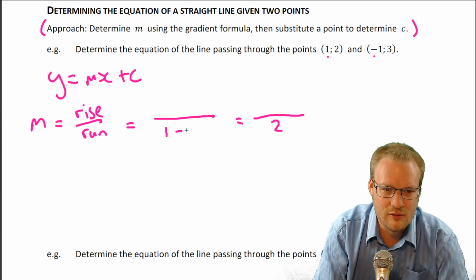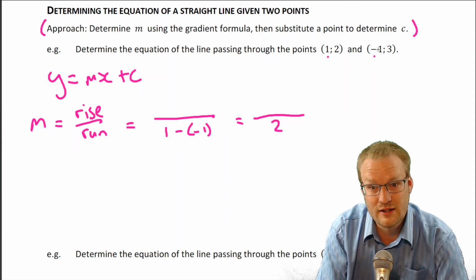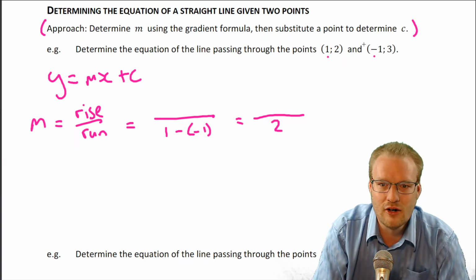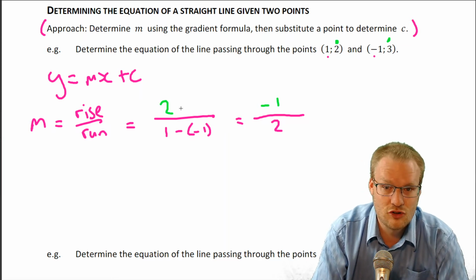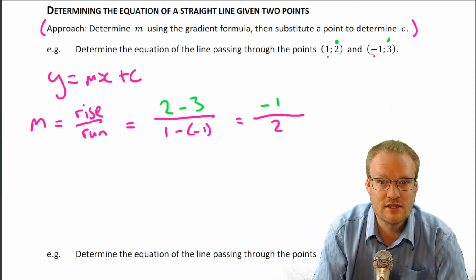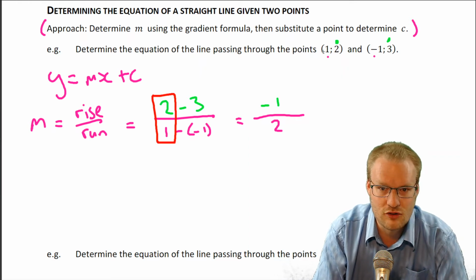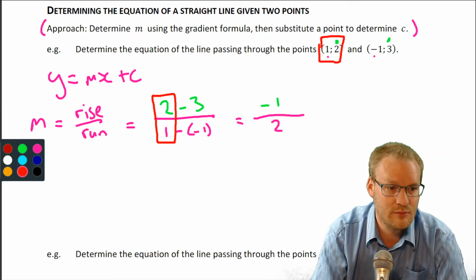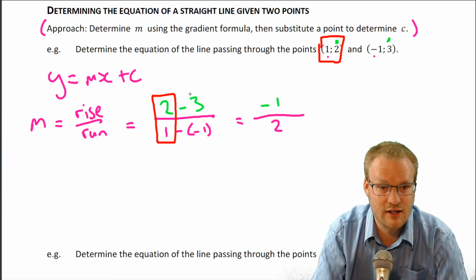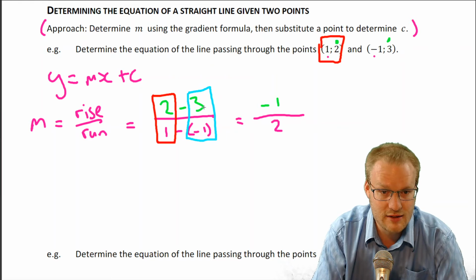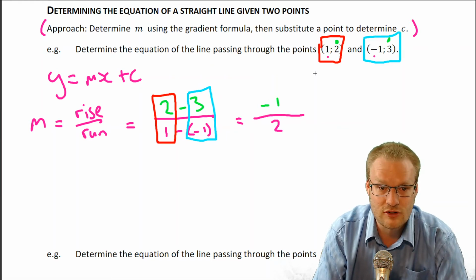We said 1 minus -1, one point minus the other. And for our rise, we're going from 3 to 2. So we're going -1. Let's do it the other method and say, well, I must go this point minus this point, 2 minus 3. So we're consistent. Notice, and I talked about this before, there's the first point, 1, 2, and the second point, we need to subtract the second point, which is -1, 3.